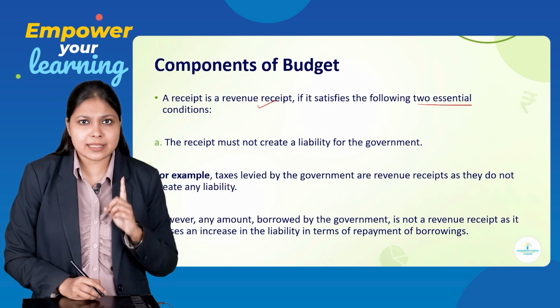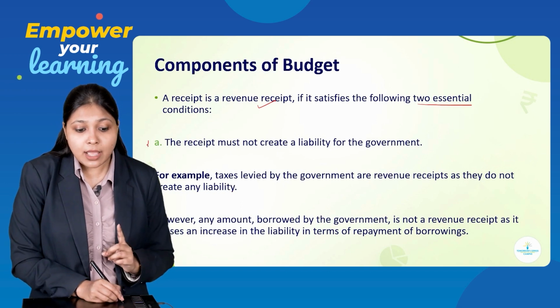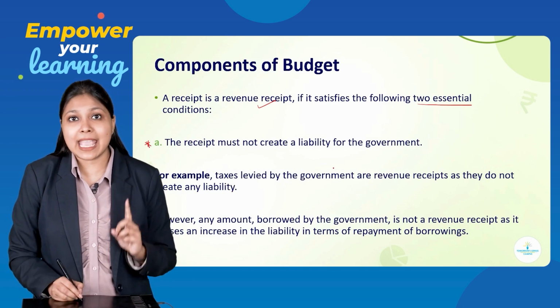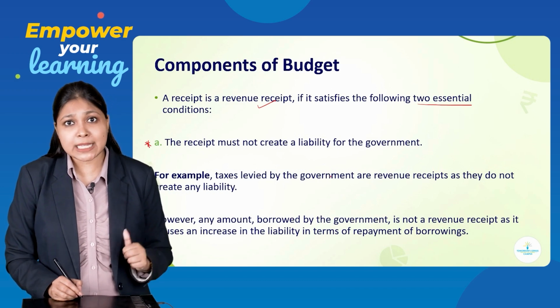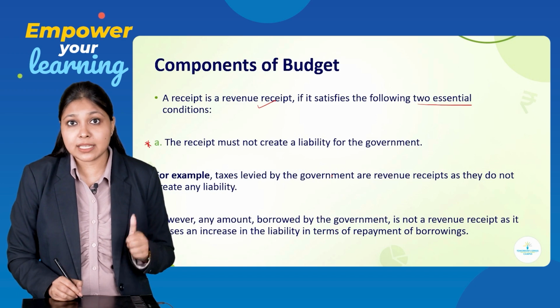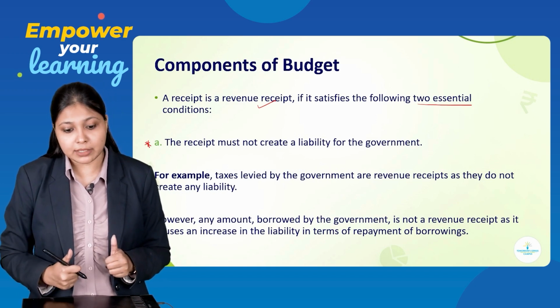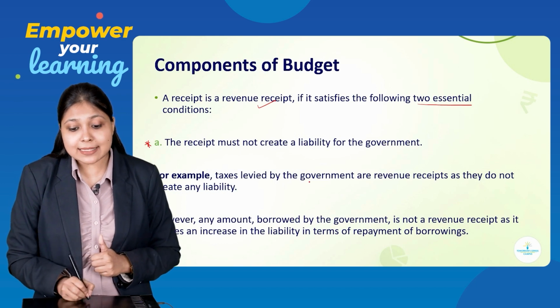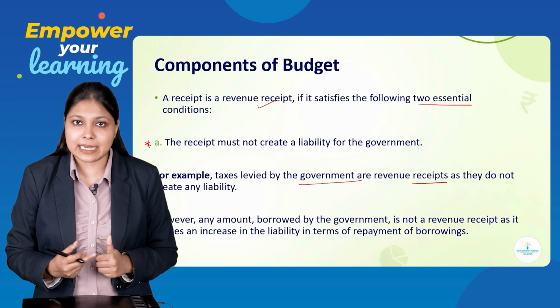The first condition is the same as what we studied under the meaning of it, that is, the receipt must not create any liability for the government. So, the first condition for a receipt to be called a revenue receipt is that it should not create any liability for the government. Example, taxes levied by the government are revenue receipts as they do not create any liability.